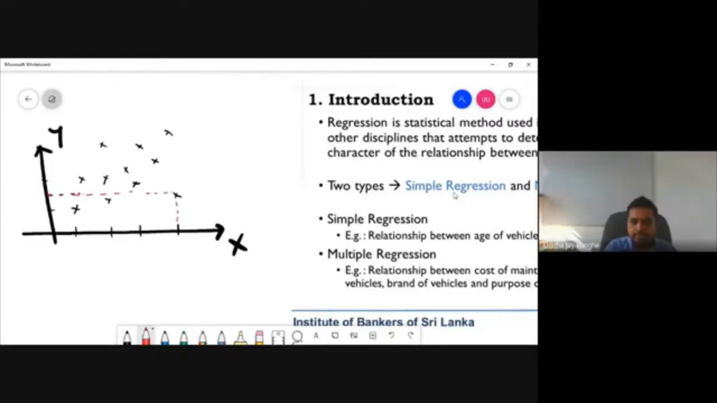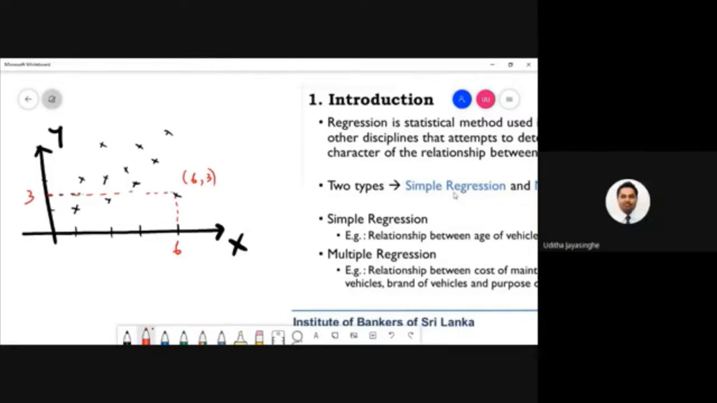This has a particular x value. Let's say 6 is the x value and y value is 3, and this data point will be expressed as 6 comma 3. Now this lesson that we are going to learn today, the regression, is based on this scatter diagram concept.